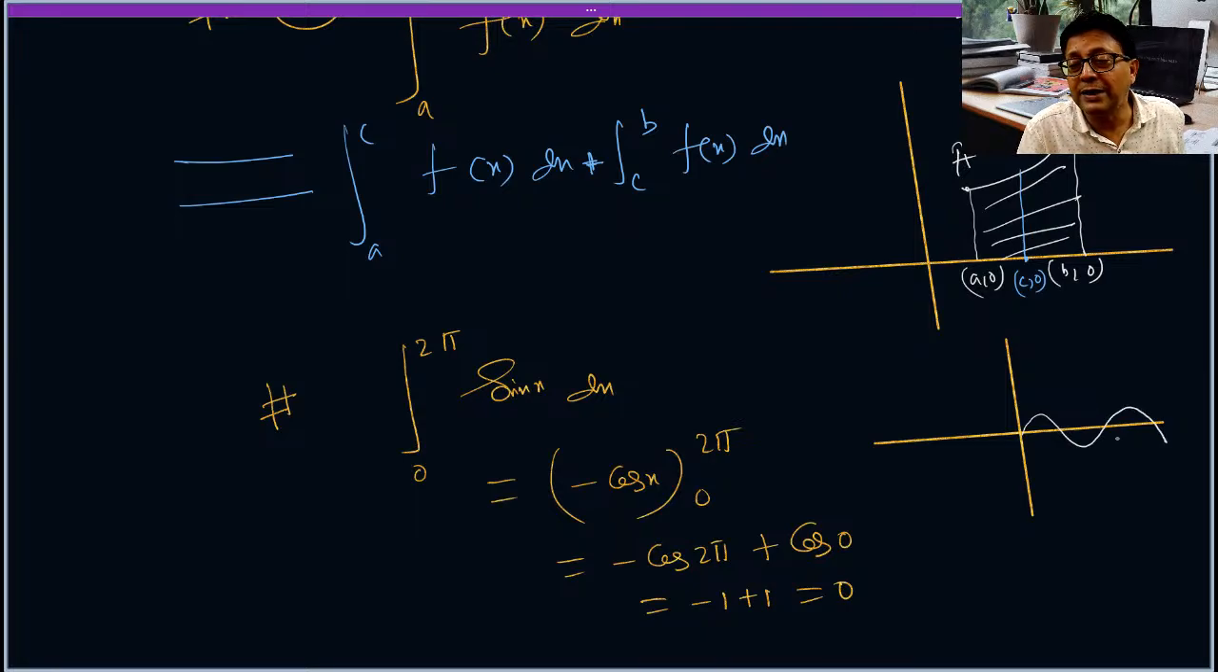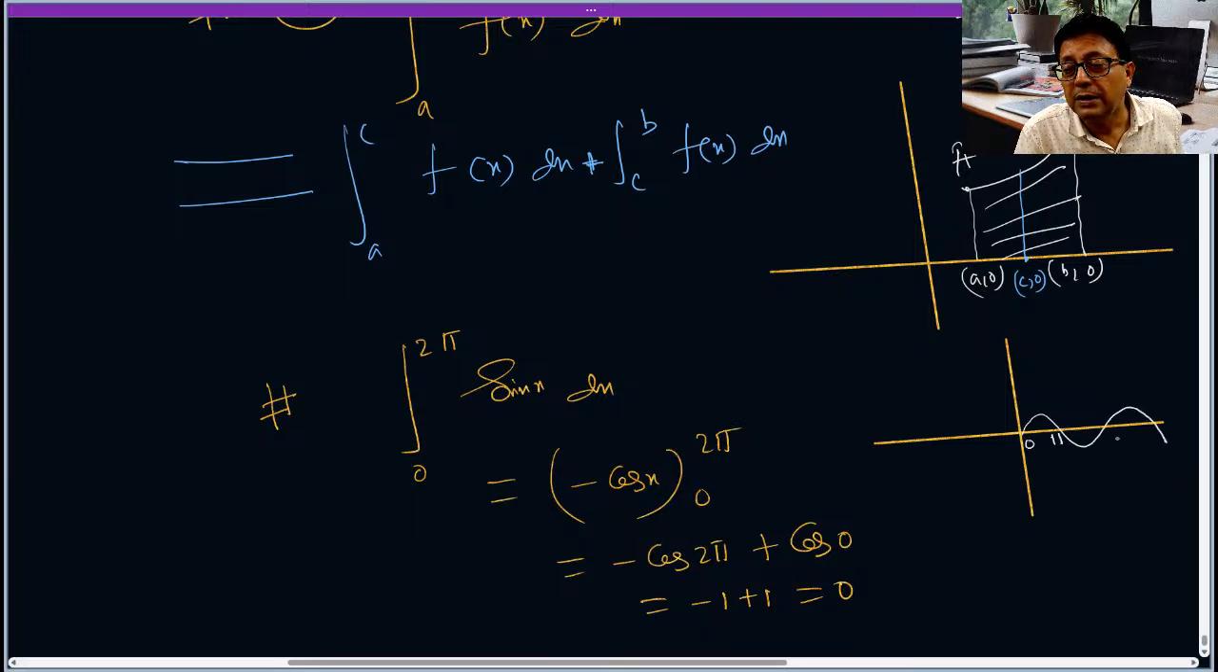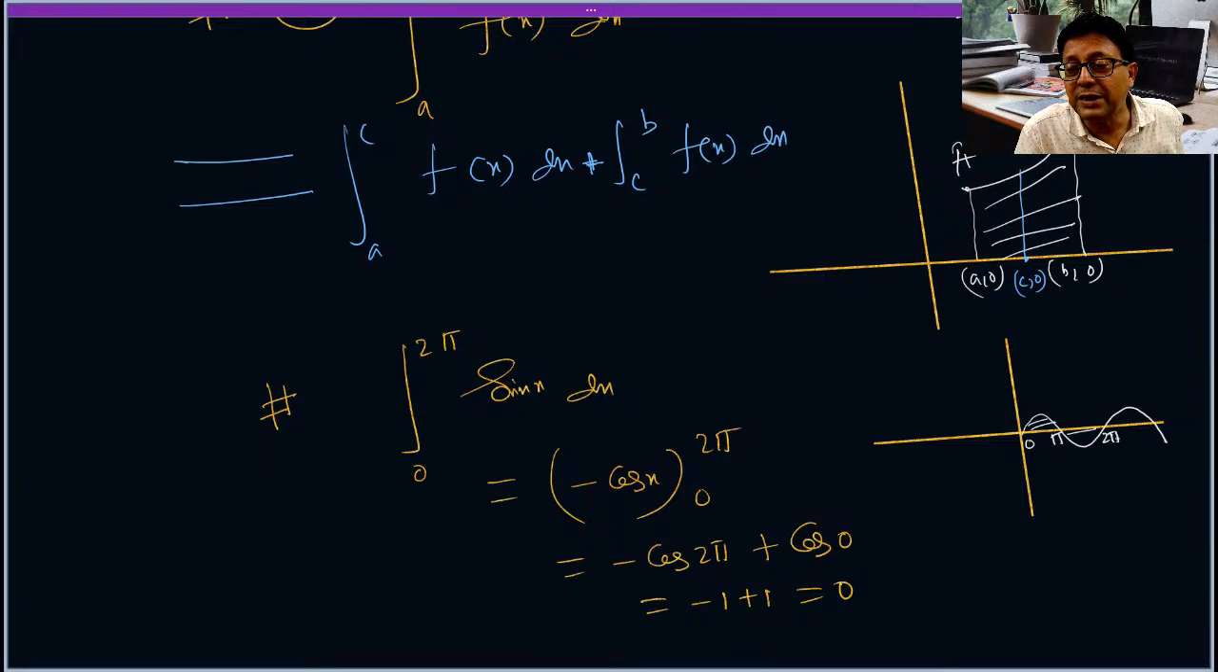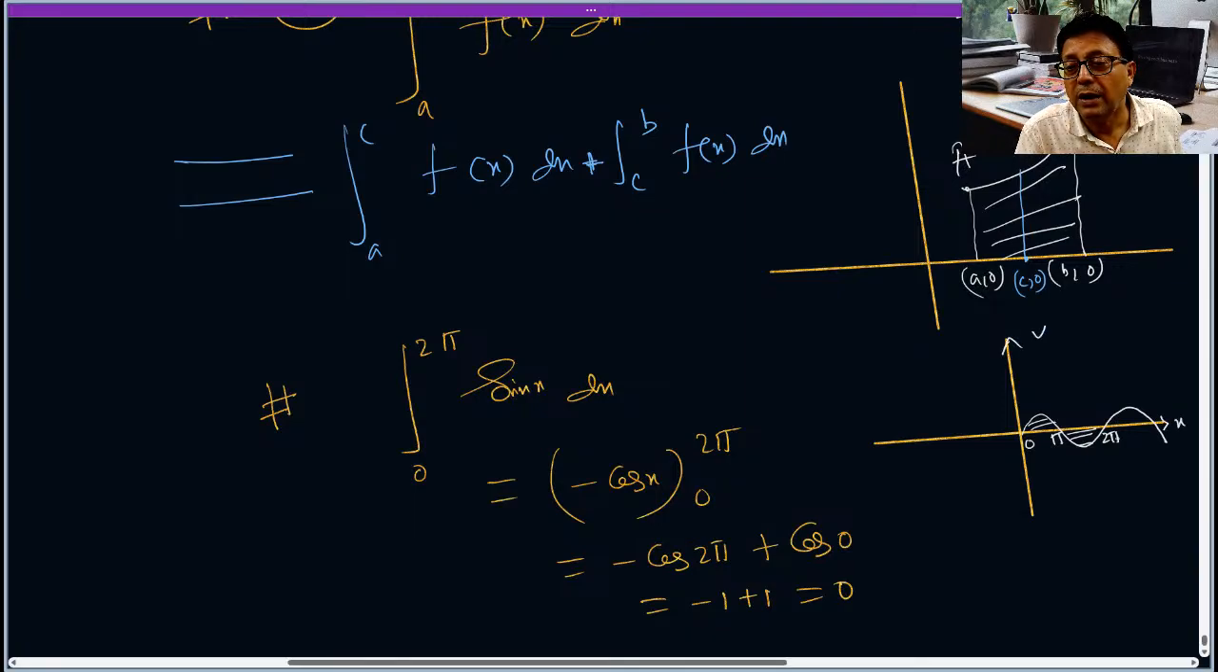This is the graph of sin x, and this is 2 pi. So 0 to 2 pi means this area plus this area. You are getting answer 0, but area is there. How do you explain that part?